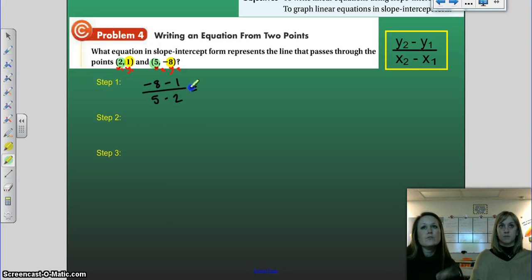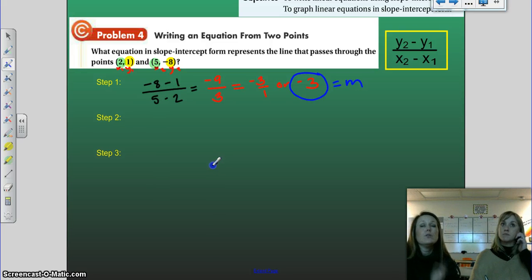And then simplify this out. So negative 8 minus 1 is negative 9, and 5 minus 2 is 3. So again, this is good, but I can simplify that down to negative 3. So negative 3 over 1, or negative 3. All right, so there is my slope. You might want to write slope or m or something so that you remember.